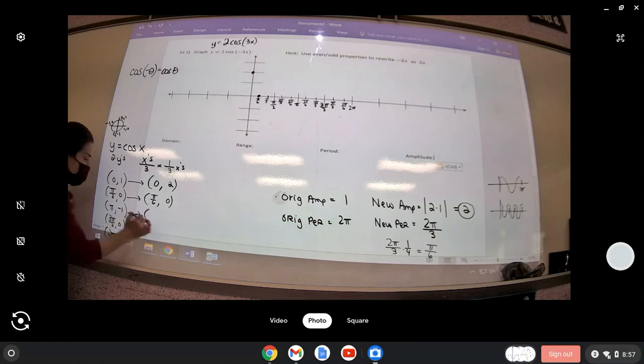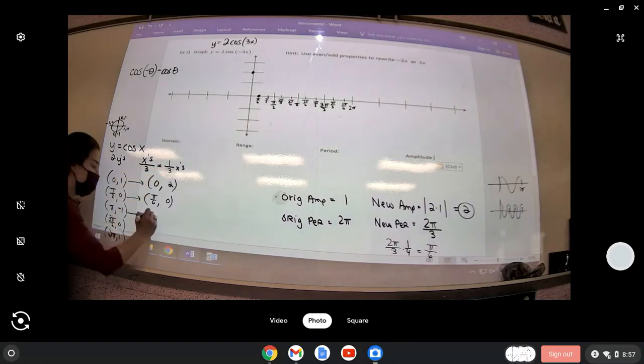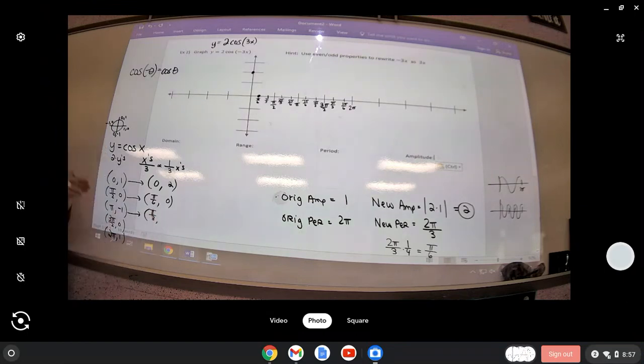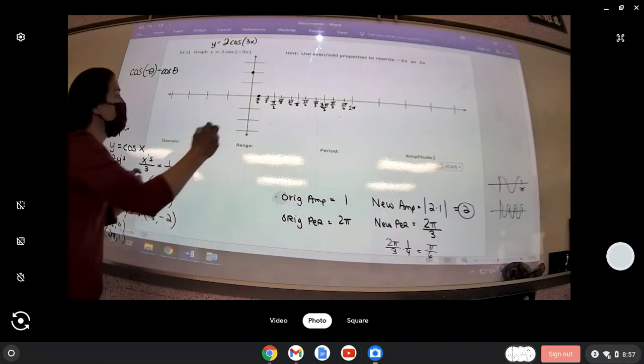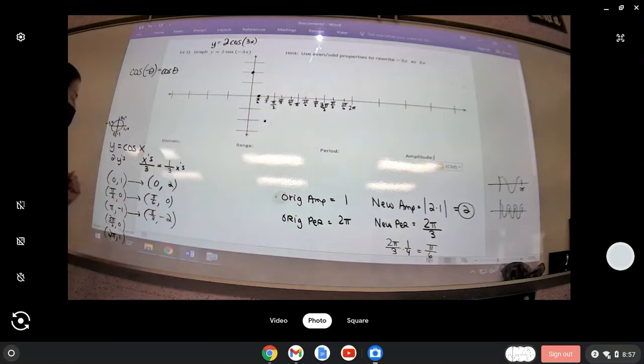All right, take your x coordinate and times it by a third. That's pi over 3. Because your next key point is pi over 6 away. Now we're at 2 pi over 6. We're at pi over 3. Take your y coordinate, times it by -2. So now we're at pi over 3, -2.